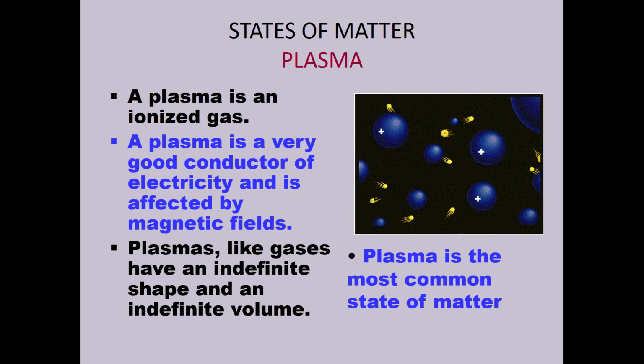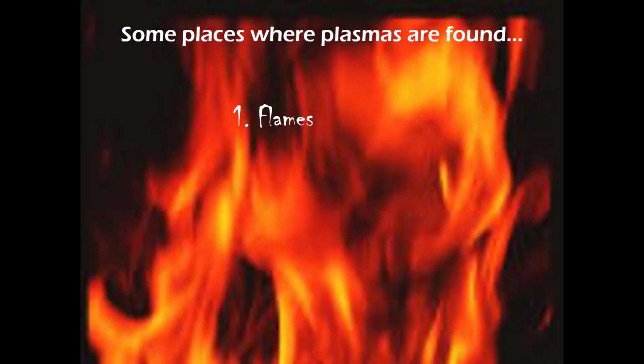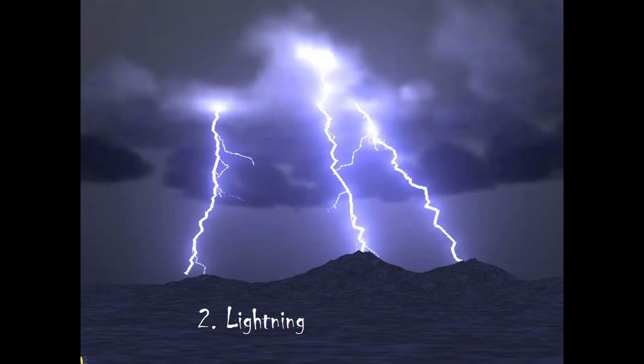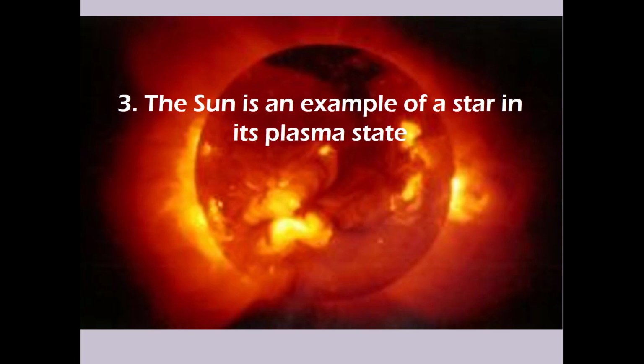So when we look throughout the universe, we see solid planets that are frozen, but we also see a lot of stars out there. And stars are made up of plasma. Some other places where plasmas are found: flames, lightning, and also, as I mentioned before, stars like our sun.